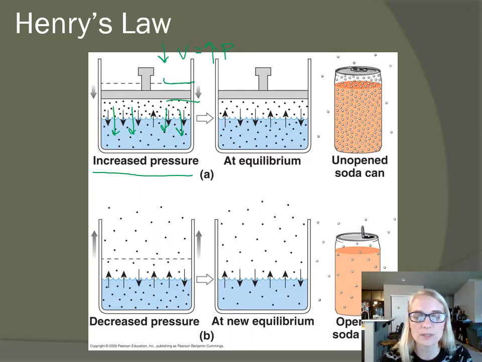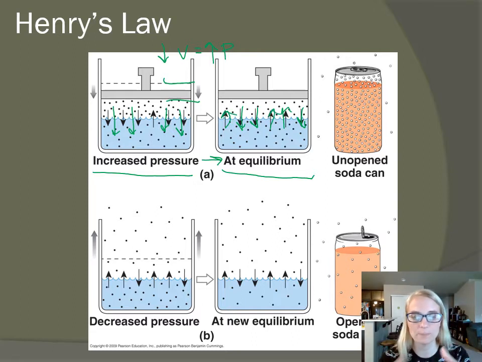So if you'll notice, now that we are at equilibrium, we have the same amount of gas molecules coming into solution as we have gas molecules going into the atmosphere. And so it's going to be at equilibrium. So that's if we're to increase pressure. Decrease the volume, increase the pressure.